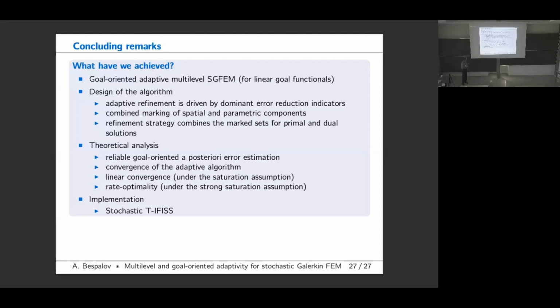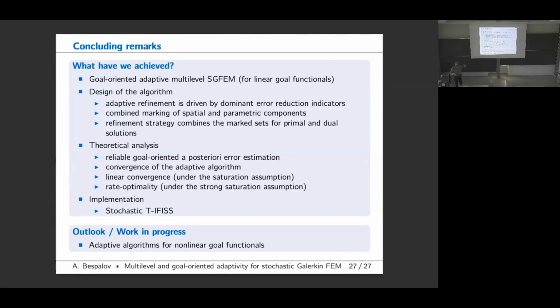If for some weird reason you are doing stochastic Galerkin, go and try the code. Work in progress at the moment is to deal with nonlinear goal functionals. All what I presented dealt with linear goal quantities of interest. How do we proceed with nonlinear goal functionals? This is the subject of the ongoing work.